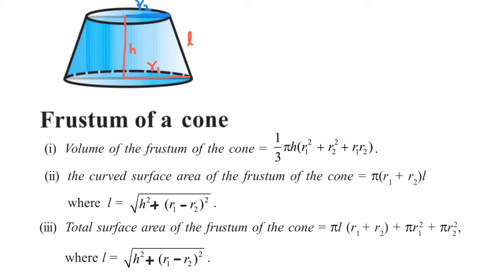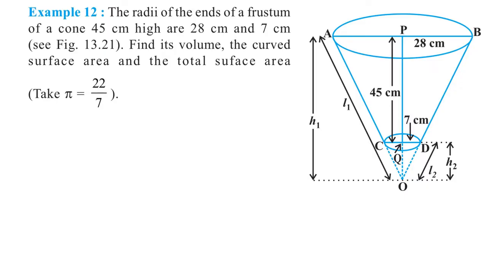So these are the three formulas that we can use in finding the volume, the curved surface area and the total surface area of the frustum of a cone. Based upon these formulas, let us try to solve some problems. Let's try this problem. The radii of the ends of the frustum of a cone 45 centimeters high are 28 centimeters and 7 centimeters. Find its volume, the curved surface area and the total surface area. We can use pi as 22/7.